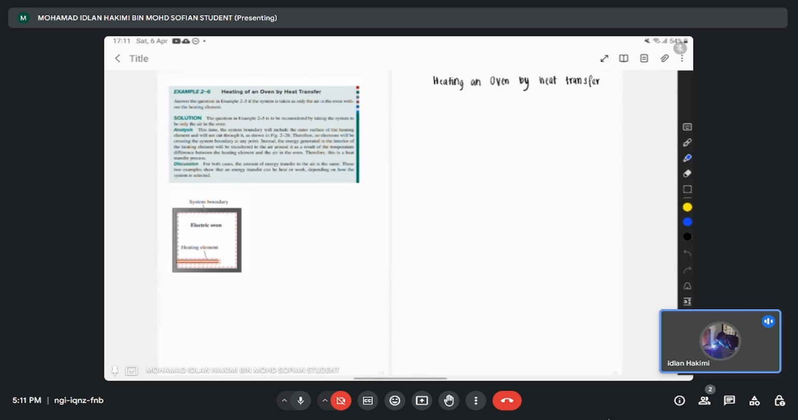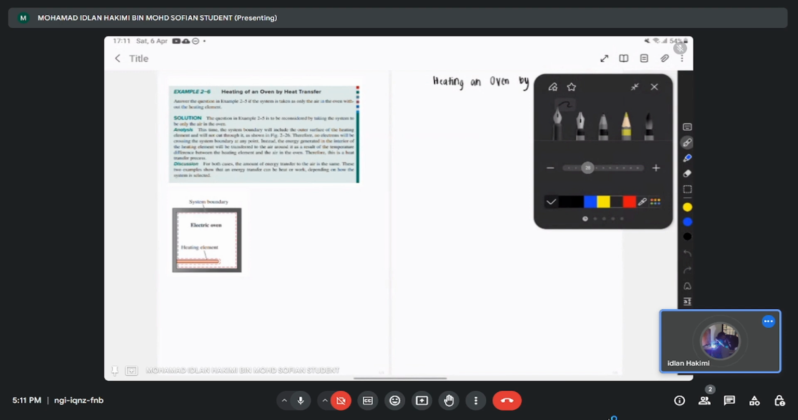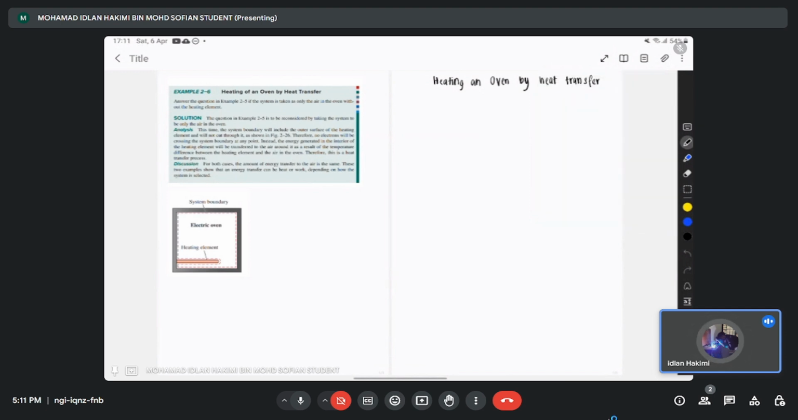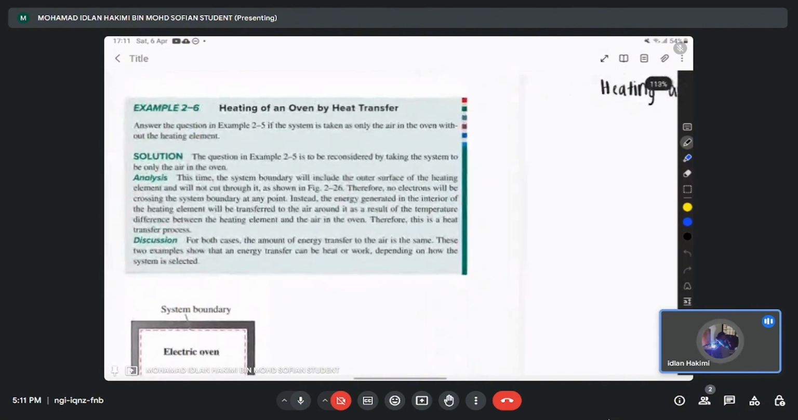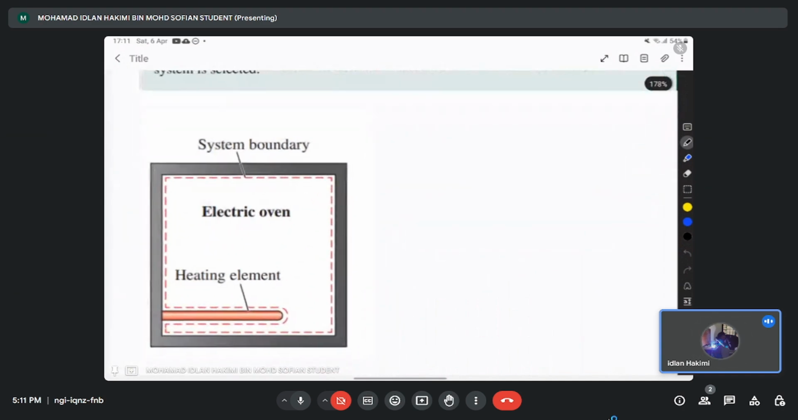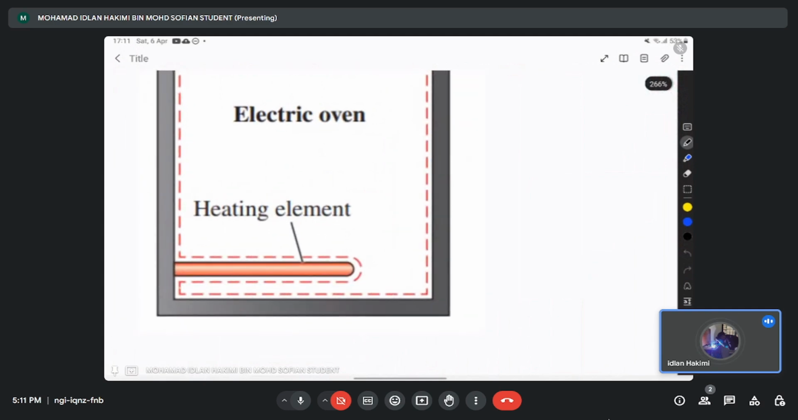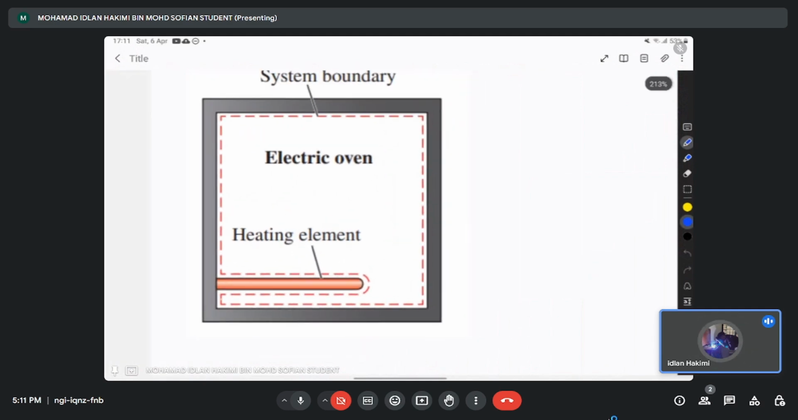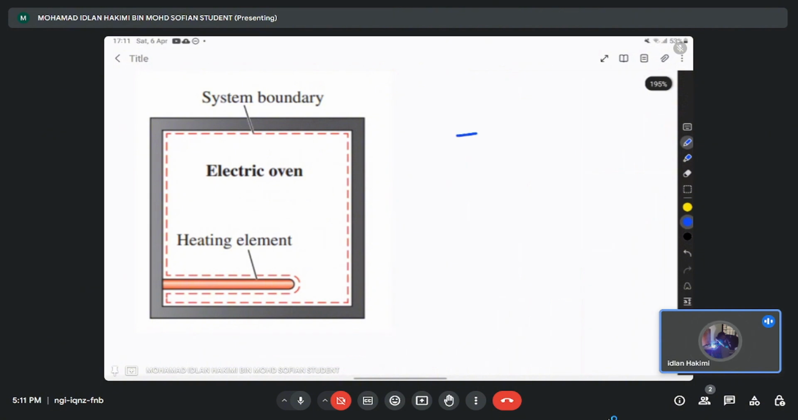Today we're going to learn about example 2.6, which is heating an oven by heat transfer. The question says: answer the question in example 2.5, but the system is taken as only the air in the oven, not the heating element. So here the heating element is not in the system, as it was in 2.5.